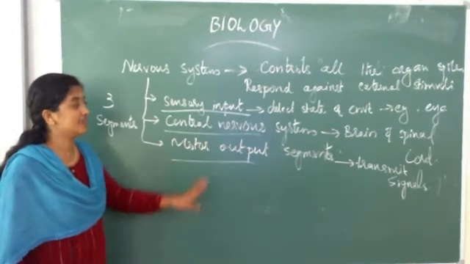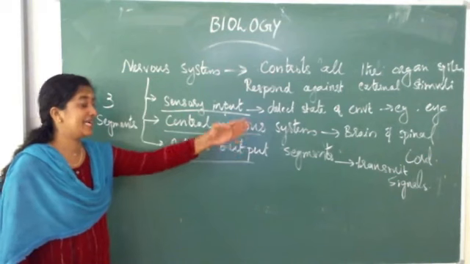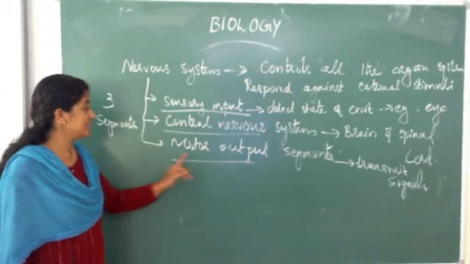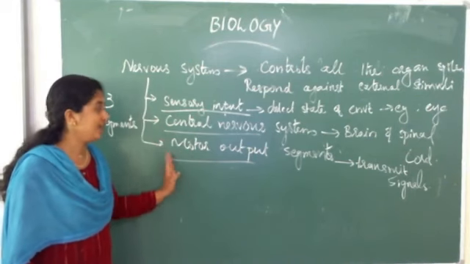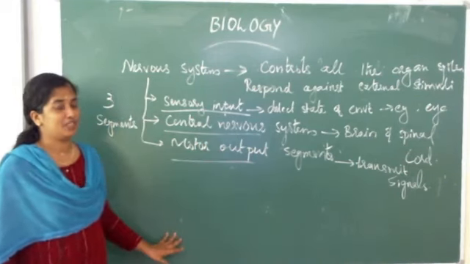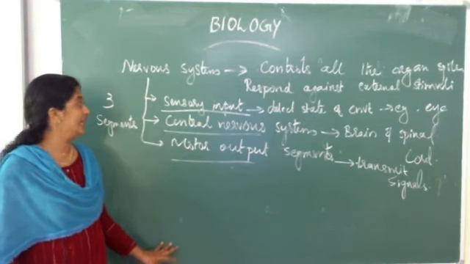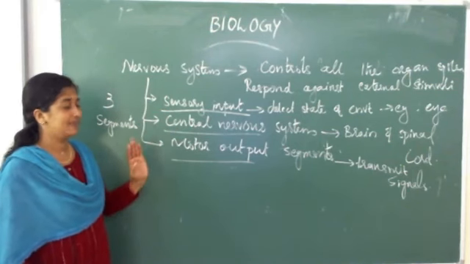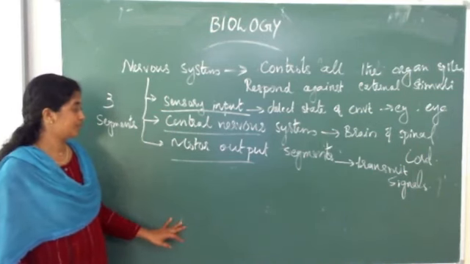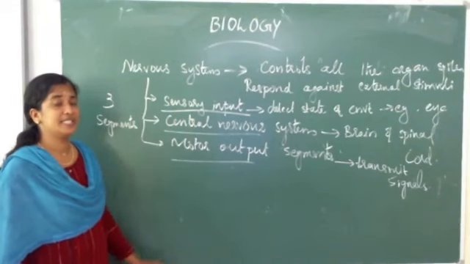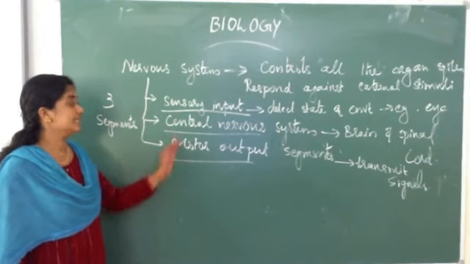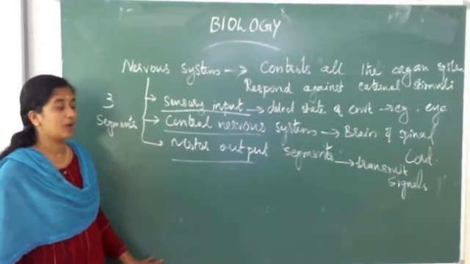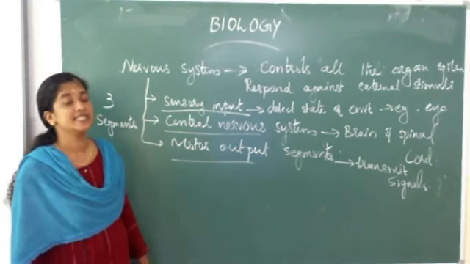Central nervous system consists of brain and spinal cord, the processing unit. Then after that motor output, it will transmit signals. Mainly it is composed of three segments: sensory input, central nervous system, then motor output. Sensory input detects state of environment, then central nervous system consists of brain and spinal cord processing unit, then motor output segments transmit signals.